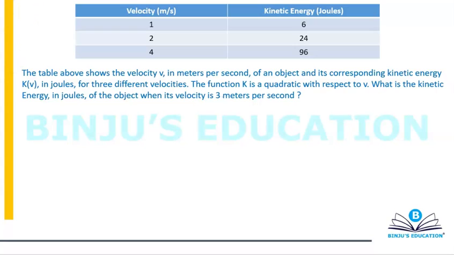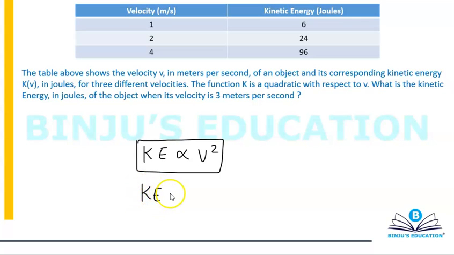Okay, try to understand. So we have velocities 1, 2 and 4, and corresponding to that we have the kinetic energies. The table above shows velocity in meters per second of an object and its corresponding kinetic energy for 3 different velocities. The function k is a quadratic with respect to v. So we can say that the kinetic energy is directly proportional to v square. This is basically what it means. Or I can write KE will be equal to kv square.